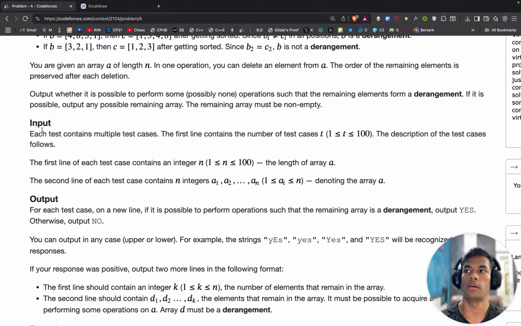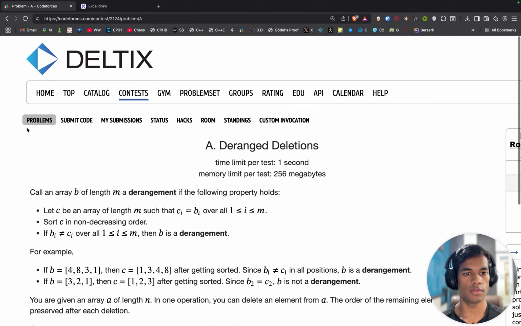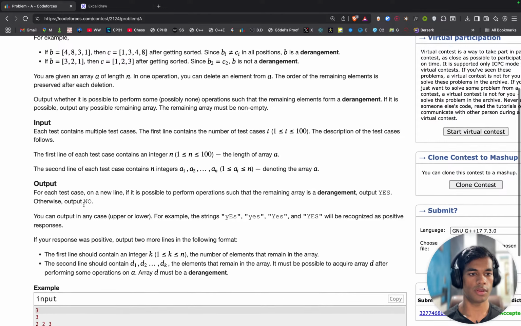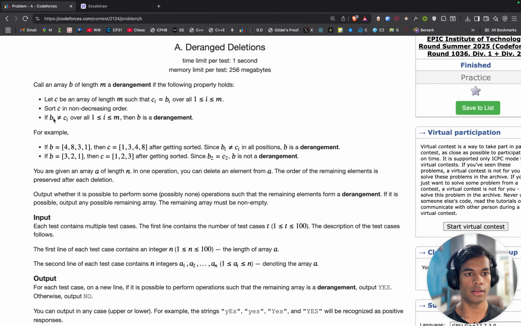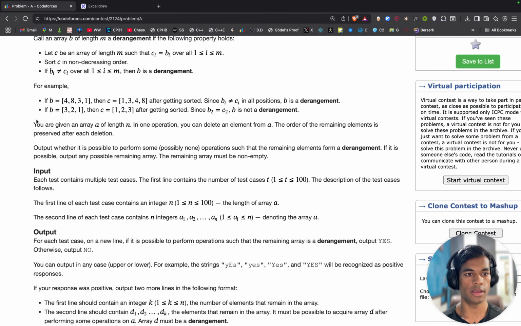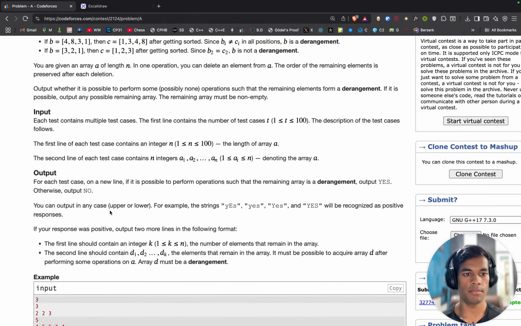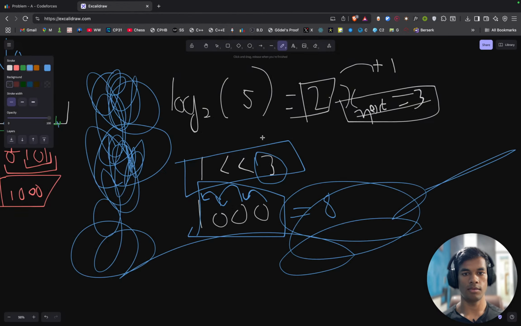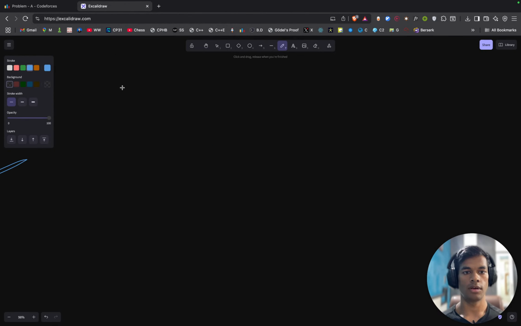I am just thinking that I could have done this in an easier method, I think. My method was to literally create a C array, then sort it in ascending order, and then match every element in C. Let me open Excalidraw to create this.